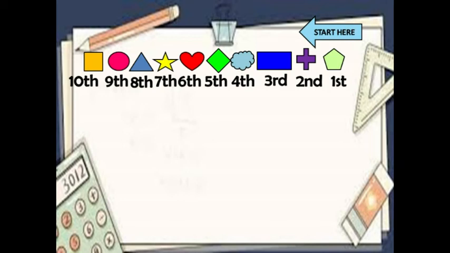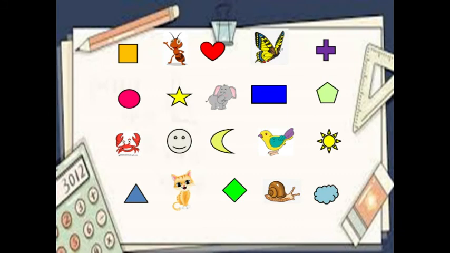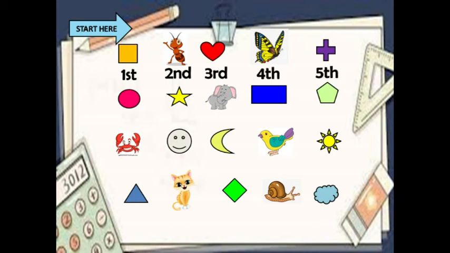So I have here another set of pictures. Our starting point is here. So as we know the ordinal numbers, the first picture is the square. The second is the and. The third is the heart. Fourth is the butterfly. Fifth is the plus sign. Sixth is the circle. Seventh is the star. Eighth is the elephant.